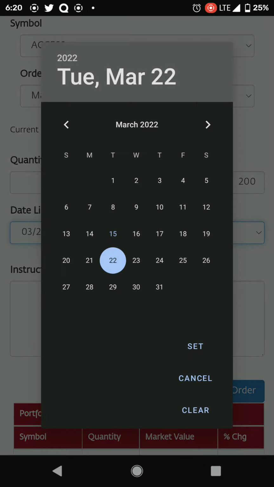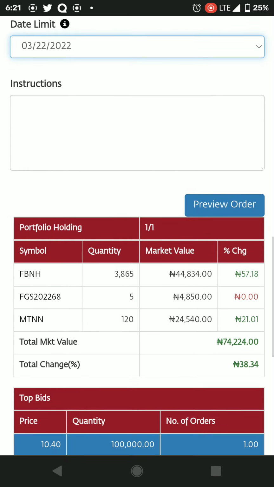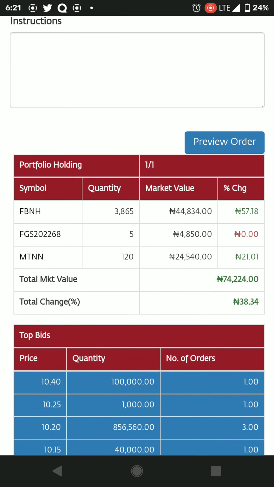Date limit here is valid for limit order. That means that you're trying to set the maximum date that you want that limit order to continue to hold in the market. Meaning that beyond that day, you are not sure that your prediction or your anticipation is going to crystallize or happen. And then you want to set that date. You are giving the system an instruction that beyond this date, do not continue with my order. So as soon as you do that, you don't need to fill this box that says instructions. You just go ahead and preview your order.